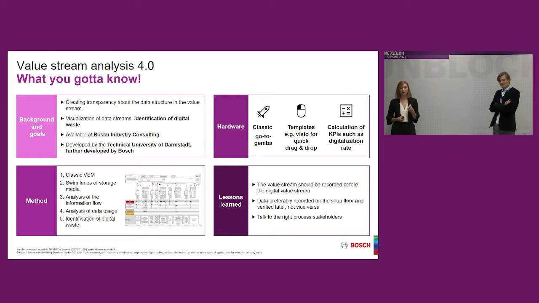What kind of hardware do you need? Well, classical go-to Gemba. Go down to the shop floor, take your template in classical value stream mapping, add a new digital dimension to it, and also calculate a digitalization rate in the end in mapping the different data points. The method behind is drawing in the swim lanes for storage media, analyzing the information flow behind, and in the end identify the digital waste.